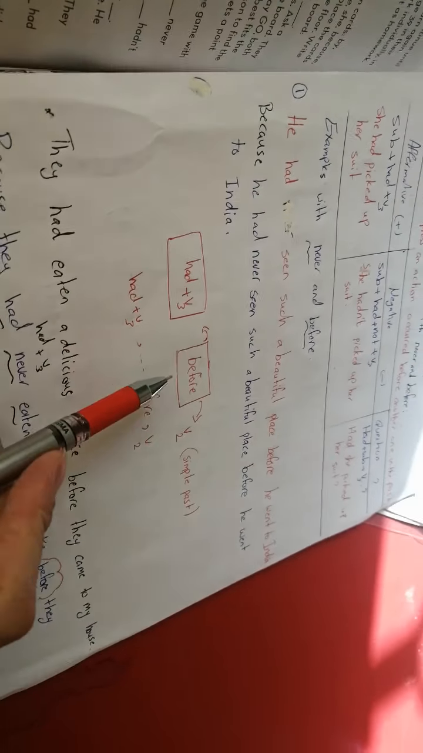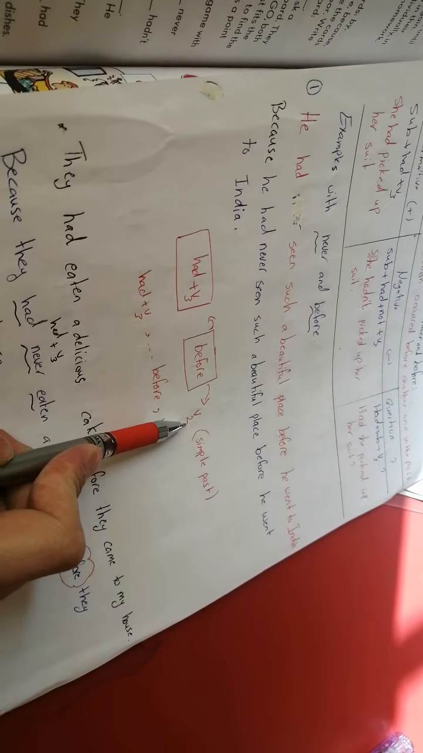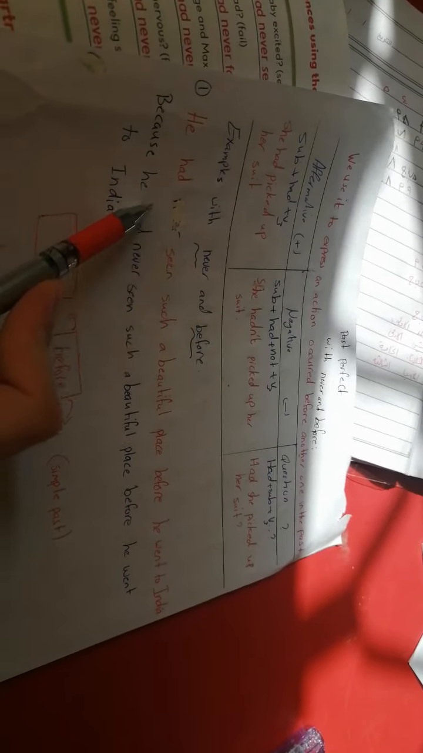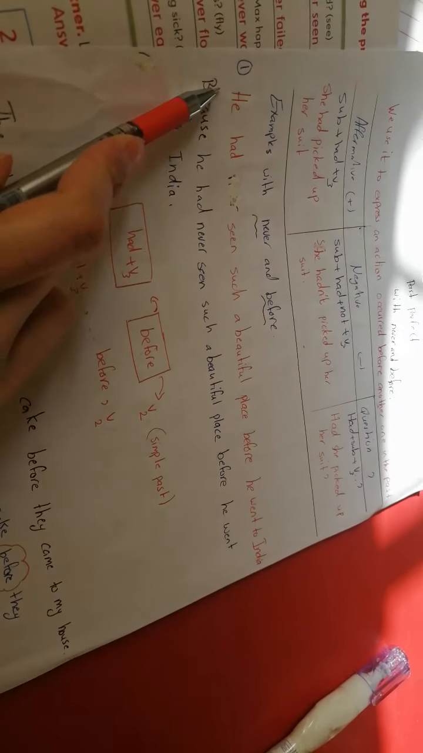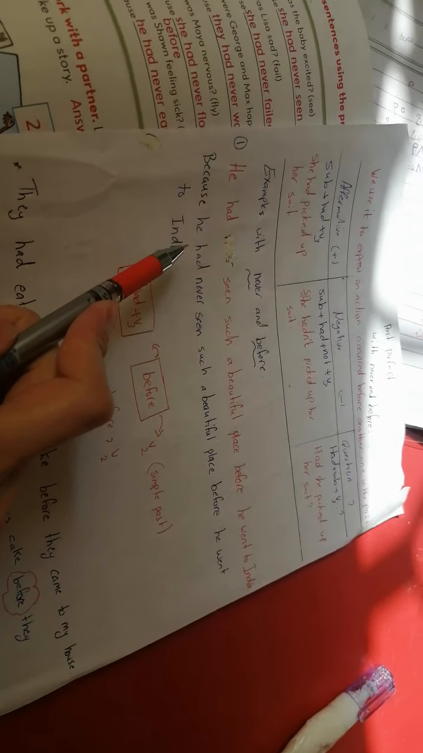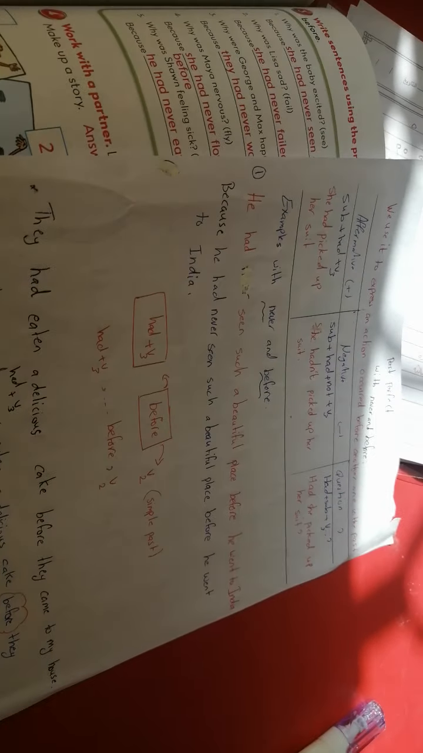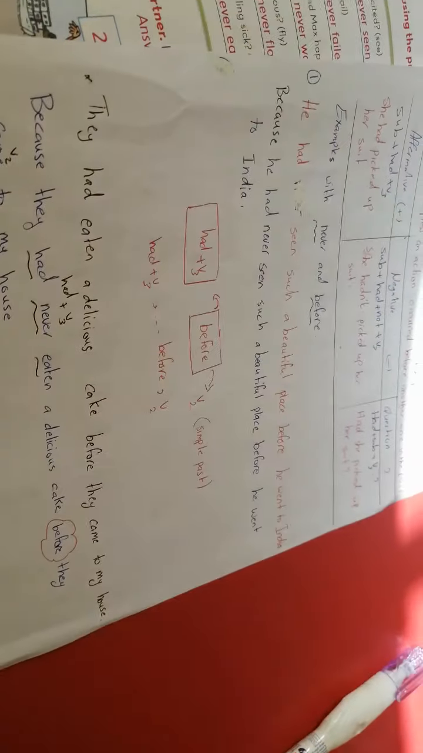As I mentioned before, "before" is always followed by verb 2, the simple past; otherwise, I have had with verb 3. Another example: there are two ways to talk about never and before. The first way is a sentence, for example: He had seen such a beautiful place before he went to India. Here we put "because he had never seen", and then the complement of the sentence continues after that.